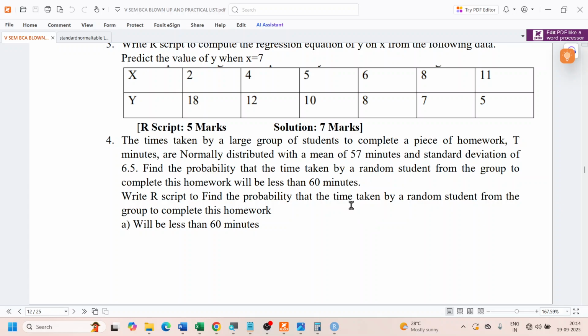So what they want us to do is find the probability that the time taken is less than 60 minutes, when the mean is given, that is 57 minutes, and the standard deviation is given as 6.5. So when the mean is 57 and the standard deviation is 6.5, for the value x equal to 60, what is the probability? That is what they want us to calculate.